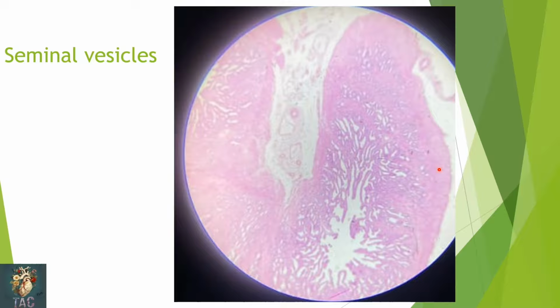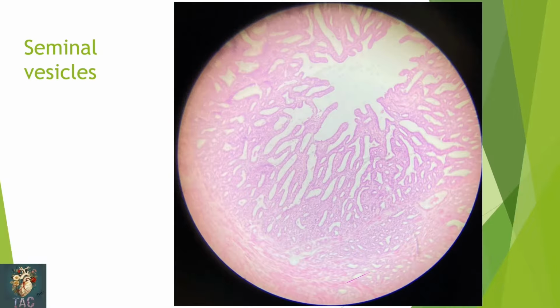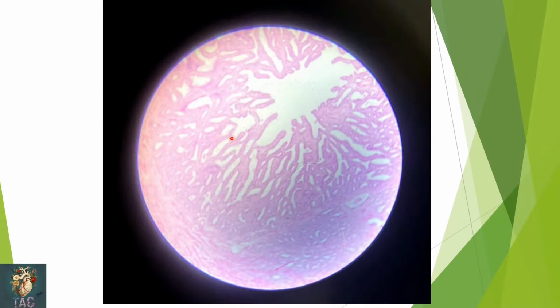So this is the slide of the seminal vesicle at higher magnification to show you the primary, secondary and tertiary folds of the mucosa and the epithelium, which is simple columnar over here. Another slide of the seminal vesicle to show you the folding of the mucosa.